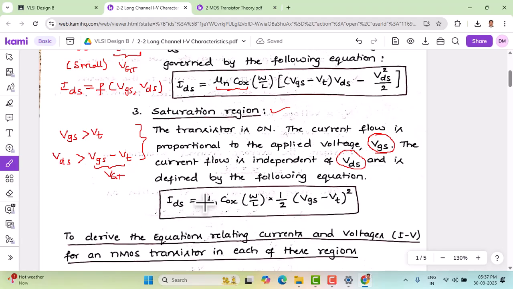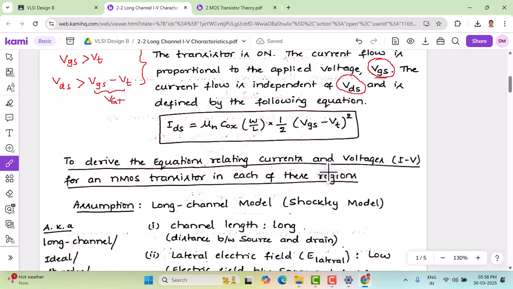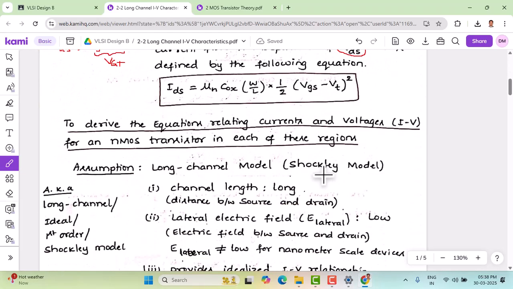We already explained what mu n is. Mu n indicates mobility, COX is the oxide capacitance, or capacitance per unit area, and W by L is the geometry of the transistor, times 1 by 2 into VGS minus VT whole square. This shows that in the saturation region it follows a square law. These are the equations related to each of these regions. Now let us derive the equations relating the currents and voltages for an NMOS transistor in each of the regions that we have shown.